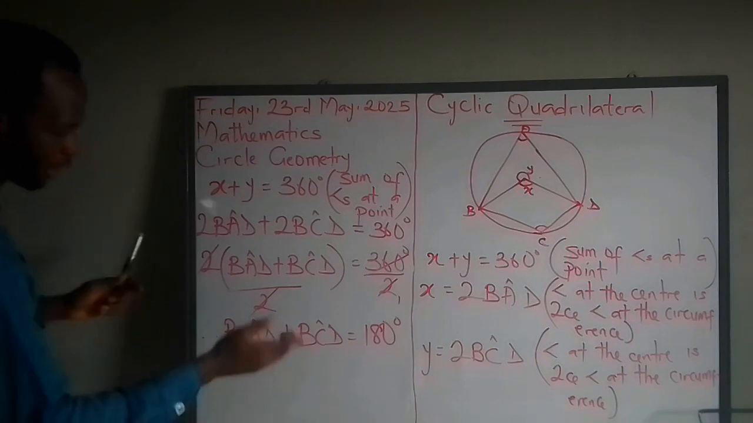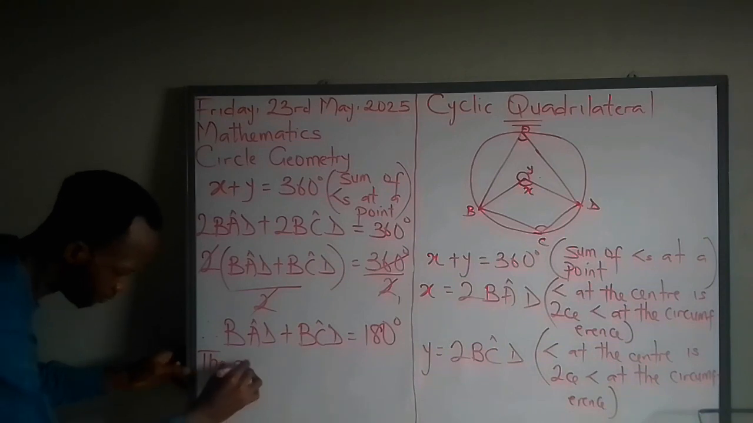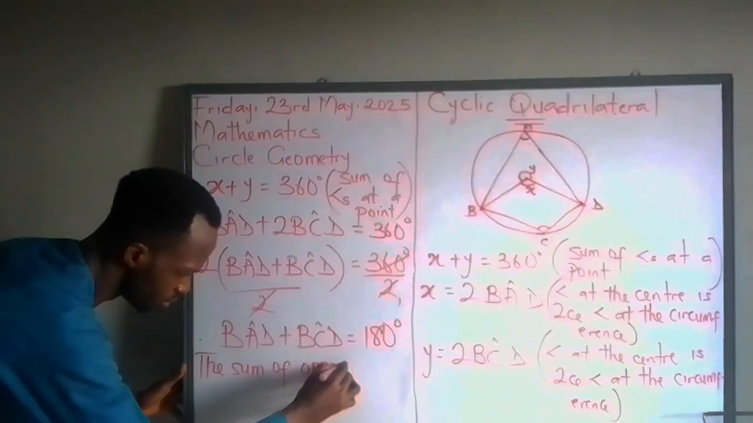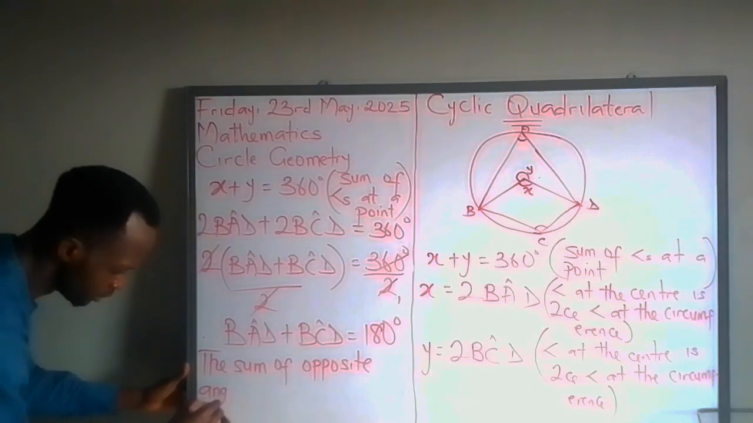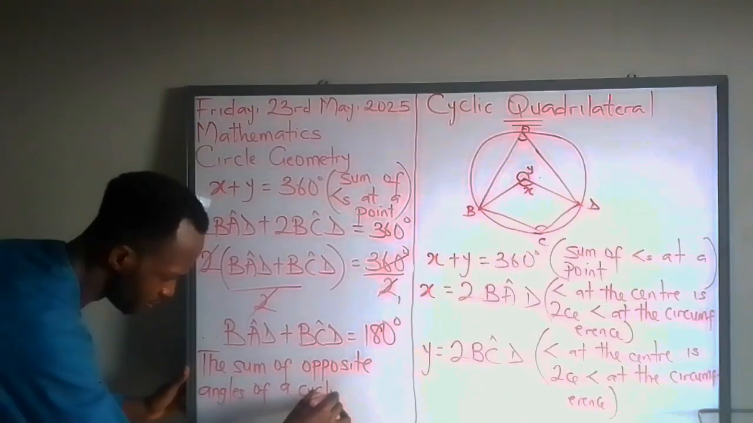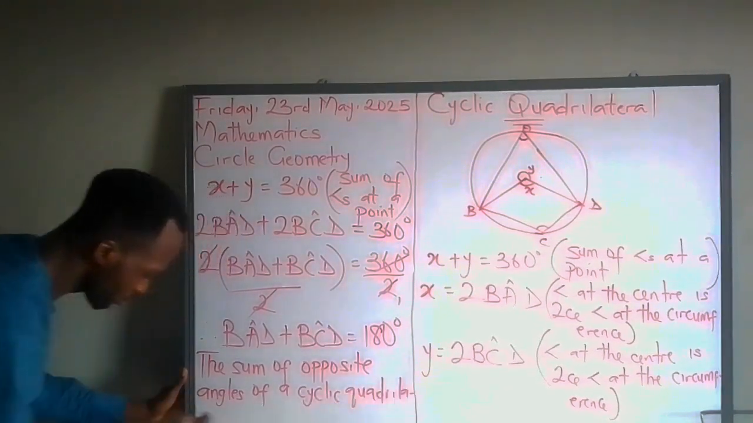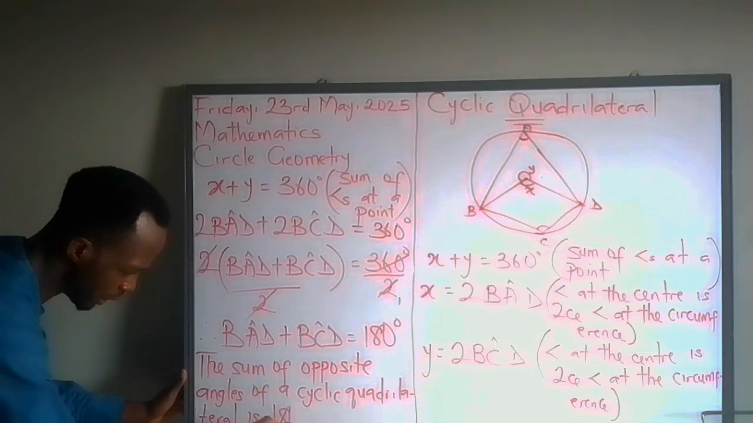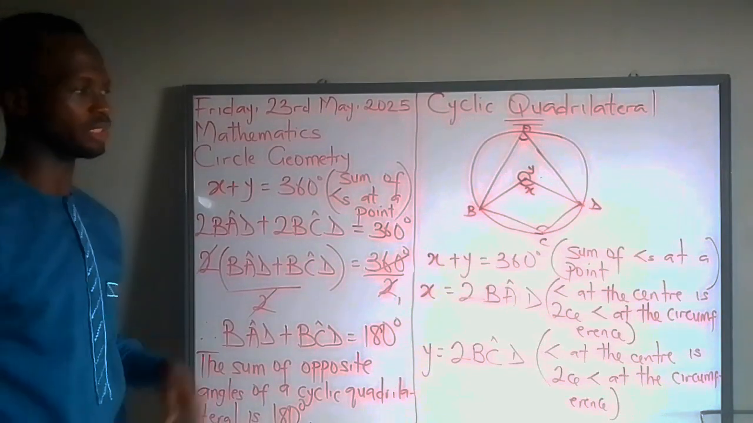So the theorem states that the sum of opposite angles of a cyclic quadrilateral is 180 degrees. I hope this is clear.